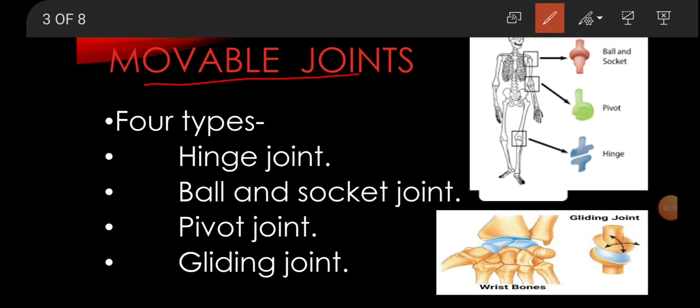Movable joints. The movable joints in our body are further classified into four types. These are hinge joints, ball and socket joint, pivot joint and gliding joint. Look at this picture here. Ball and socket joint is present at the shoulder, pivot joint is present at the elbow, and hinge joint is present at the knee. And look at this picture here. You can see gliding joint which is present at the wrist.